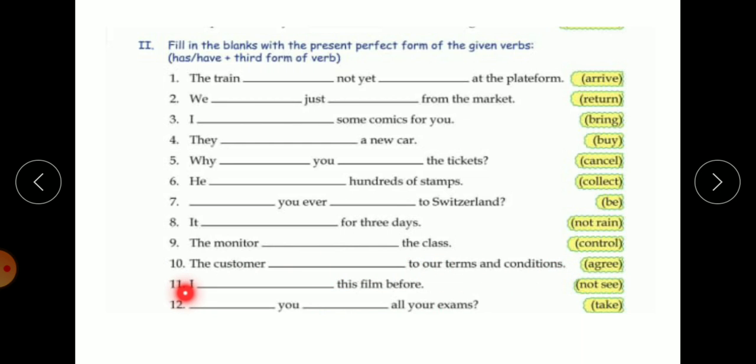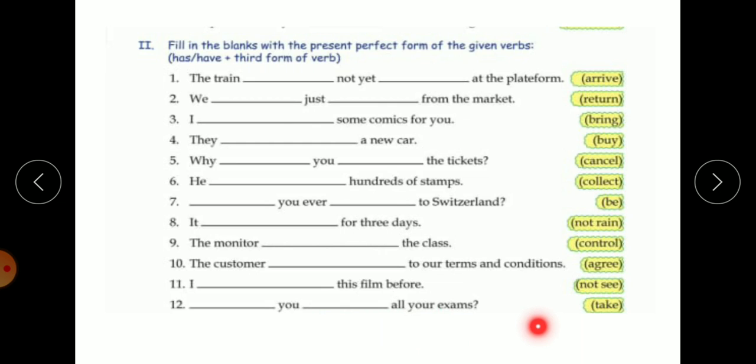I, with I we use have. And not see. The third form of see is seen. So I have not seen this film before. Dash you. With you we use have. So have you. And third form of take, taken. Have you taken all your exams?